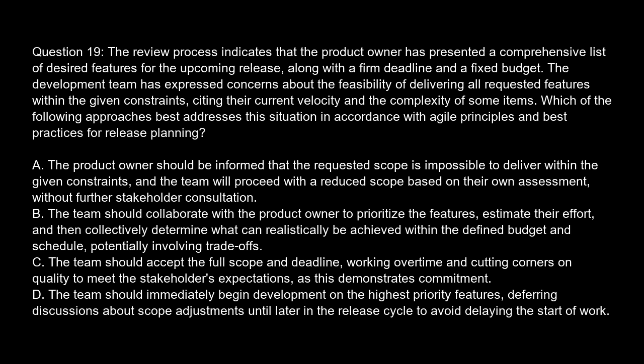Option A. The product owner should be informed that the requested scope is impossible to deliver within the given constraints, and the team will proceed with a reduced scope based on their own assessment, without further stakeholder consultation. Option B. The team should collaborate with the product owner to prioritize the features, estimate their effort, and then collectively determine what can realistically be achieved within the defined budget and schedule, potentially involving trade-offs.